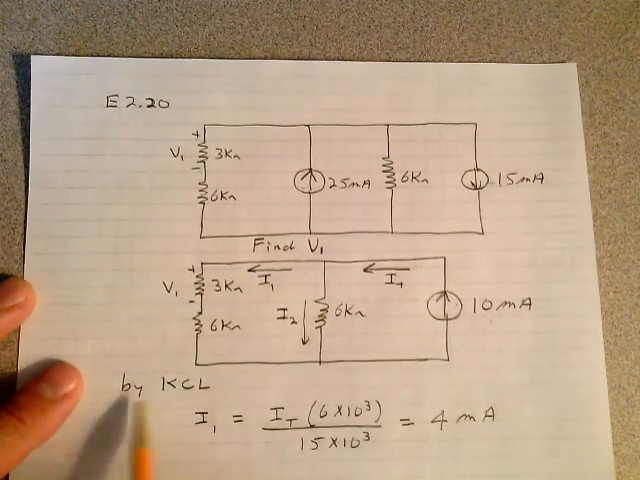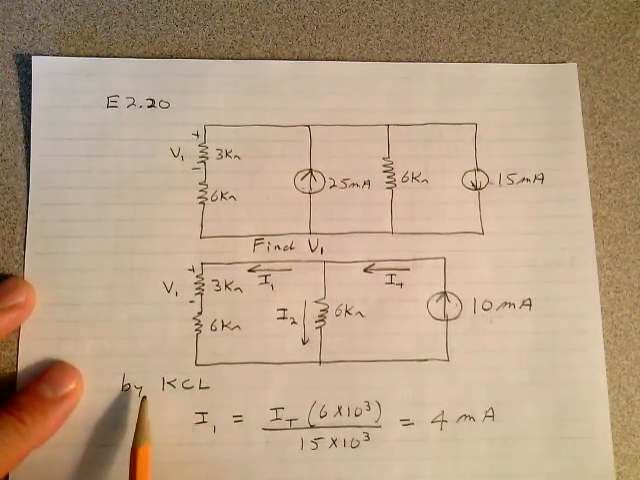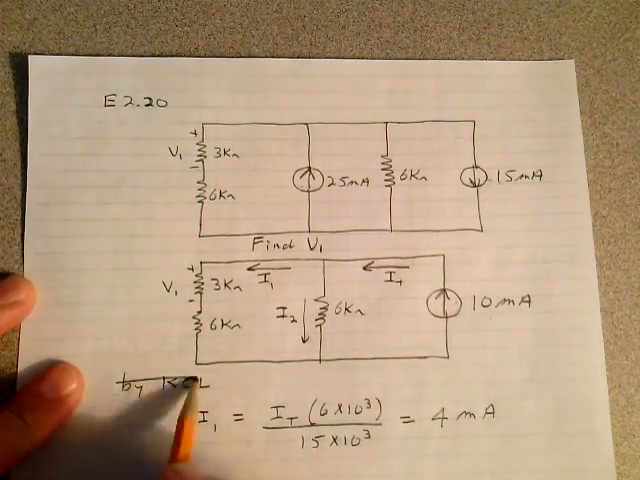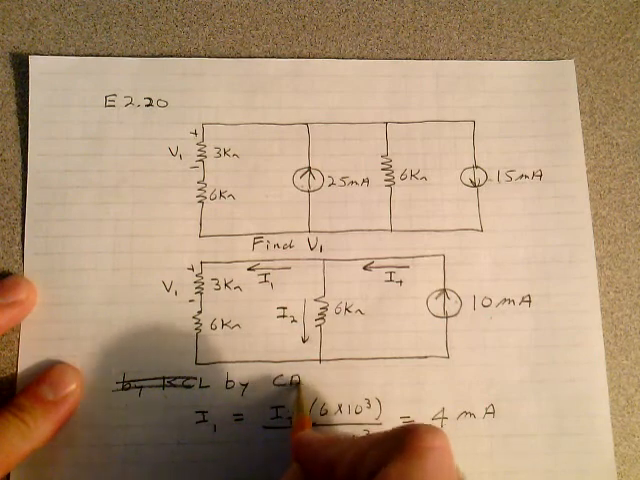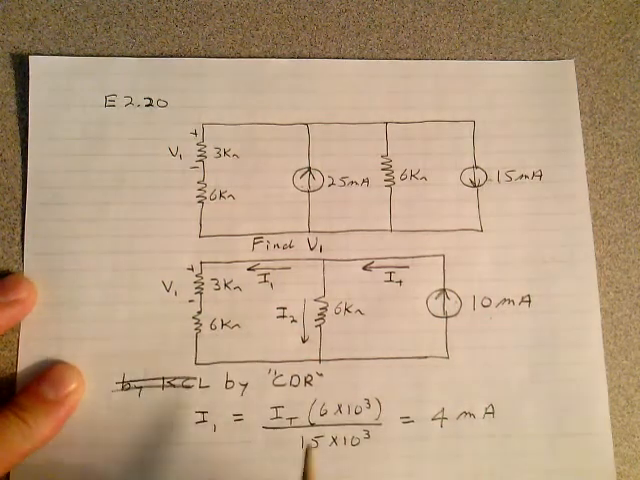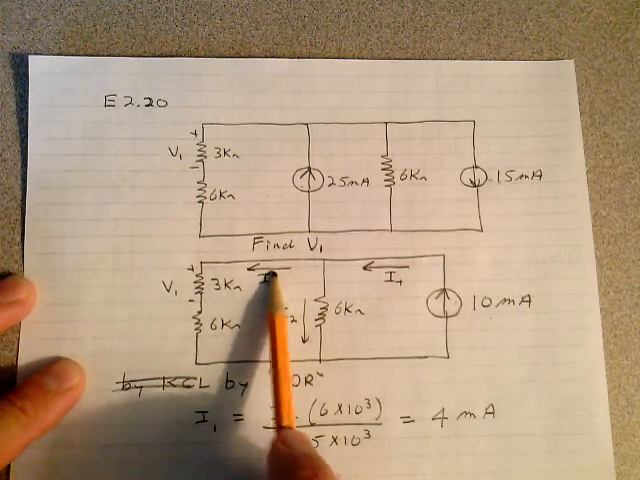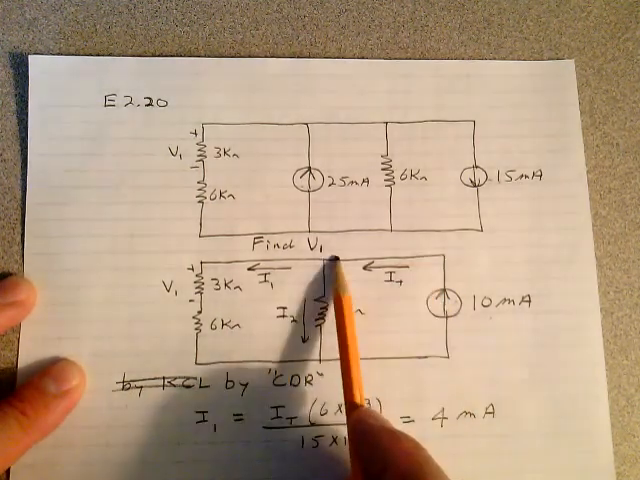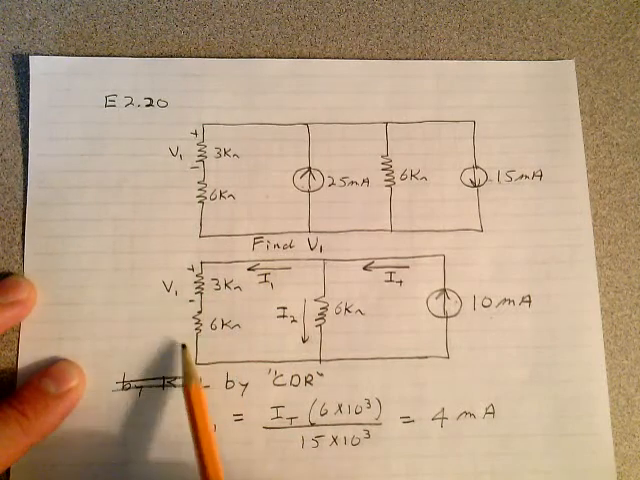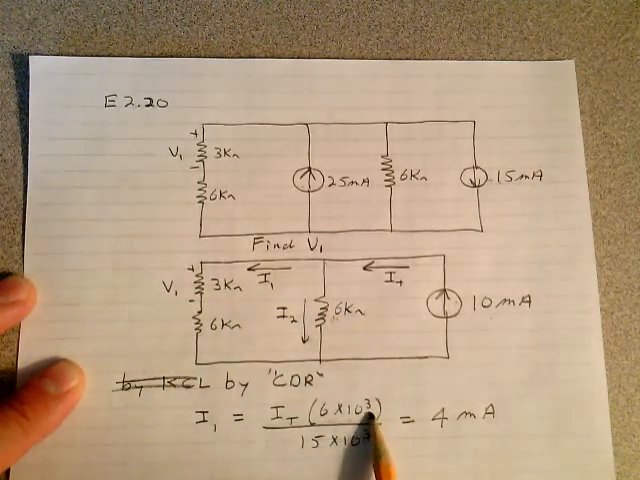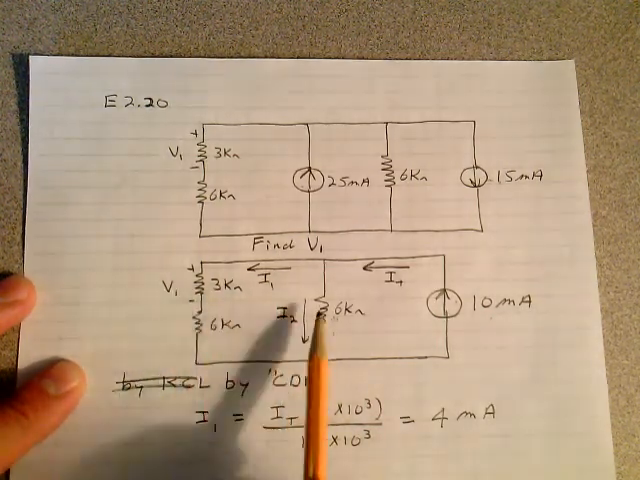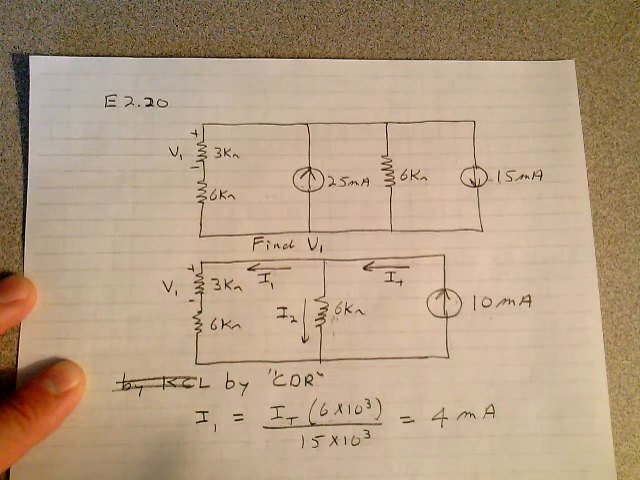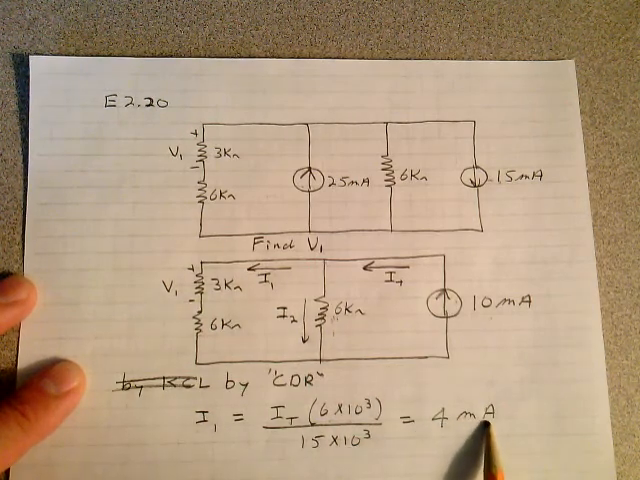Okay? Well, I said by Kirchhoff's current law. That's not true. That's not by Kirchhoff's current law. That's by the current divider rule. By the current divider rule, what you can say here is I1 is equal to the total current coming into the node times the opposite resistance, which is 6 times 10 to the third, divided by the sum of all the resistances. Don't just pick 2 of these. It's the sum of all the resistances. 15 times 10 to the third. It's equal to 4 milliamps.